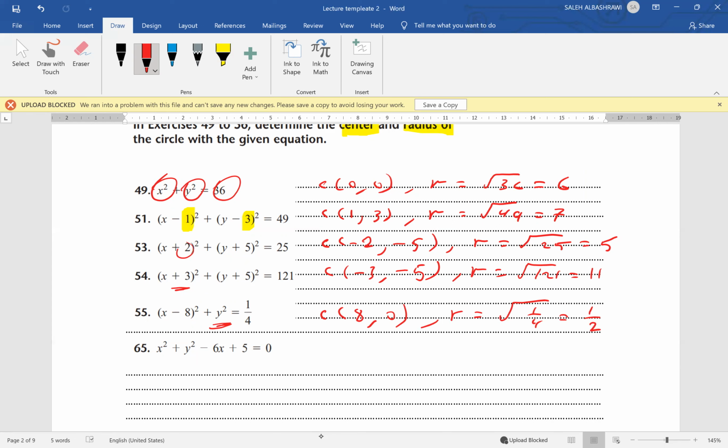Now, if the equation is not given in the standard form, like question number 65 here, I need to find the center and the radius of the circle. This is the equation of a circle, and we need to find the center and radius. So in the first step, we have to write the equation in the standard form.